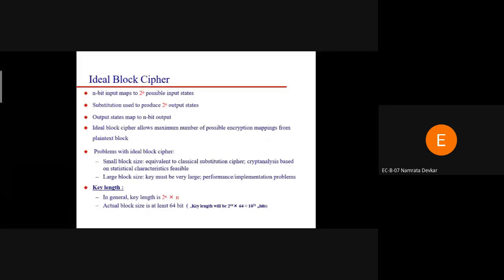If the input bits are 4 bit, 8 bit, 16 bit or 32 bit, then according to the input bits, we can hide the information by using the ideal block cipher. Here the formula is 2 raised to n. Suppose that our input bits are 4. So what should be 2 raised to 4?